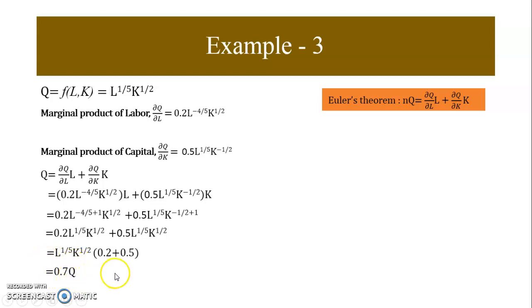So from Euler's theorem also you can say that 0.7 is the degree, and since it is lesser than 1, the production function has decreasing returns to scale, and Euler's theorem is also satisfied.